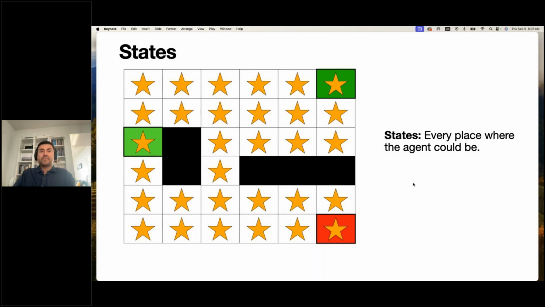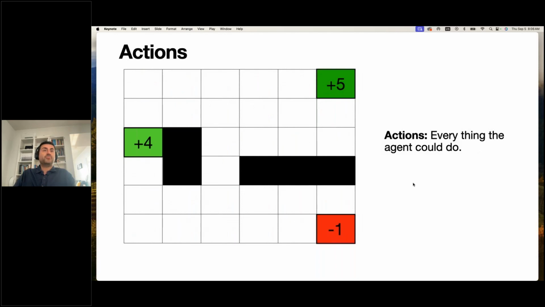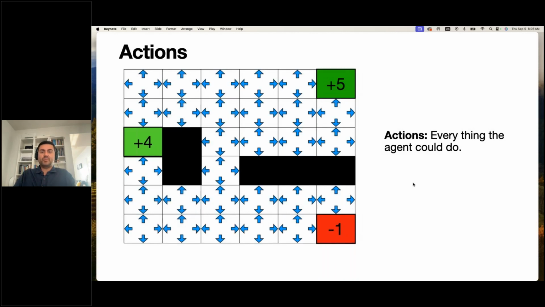Those are the states. Then we also have actions, which are everything the agent could do. I like to imagine actions like a supermarket during COVID, where there are arrows on the floor that say you can walk in this direction, not backwards. You can choose to walk in the directions of the arrows or not, but you cannot do anything that the actions don't allow, right? Something like this could be an action where you can go in any direction.